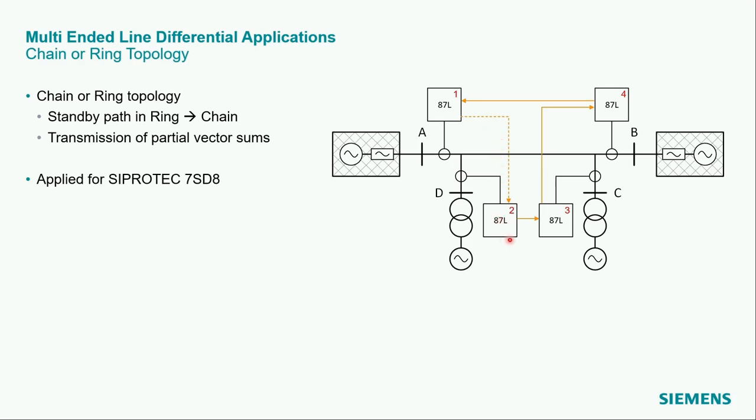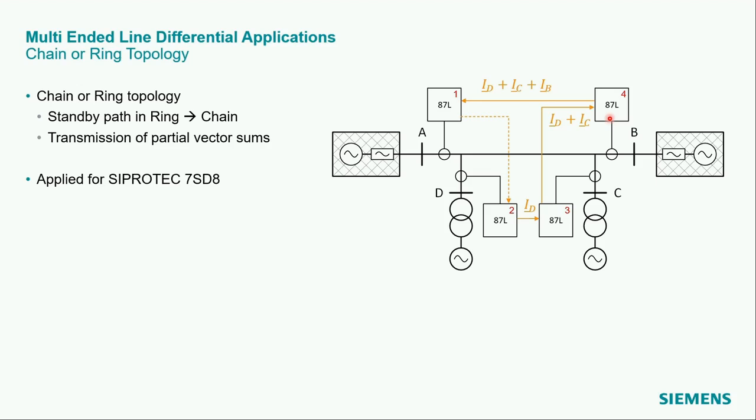The relay 2 will send its local measured phasor ID to the relay 3. The relay 3 then adds up its local measured current and sends it to the relay 4 plus the received current from the relay 2, ID. So ID plus IC is transferred to the relay 4. The relay 4 does the same.